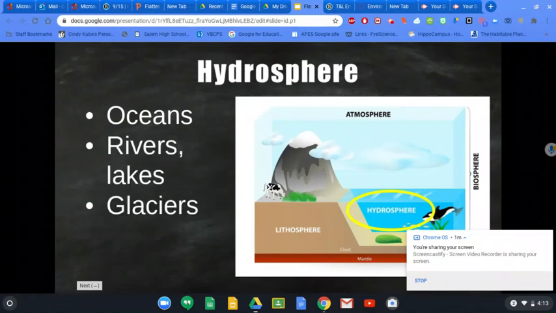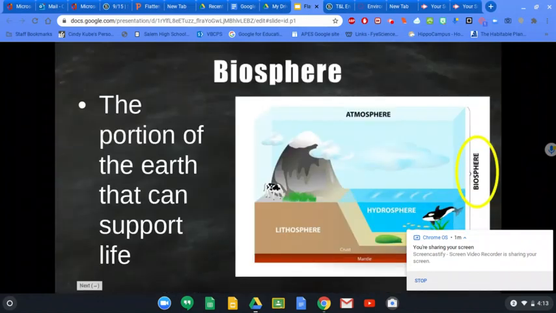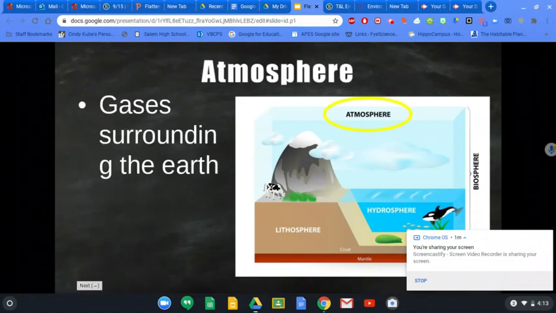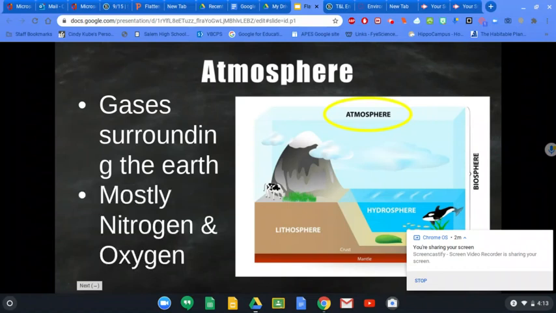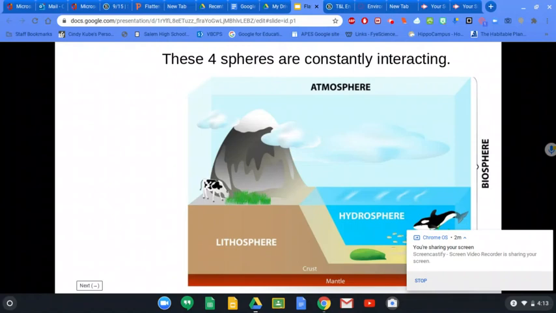Hydrosphere, of course, refers to all the water, H2O. And water is everywhere that you can see, but also stored under the ground. That biosphere, I like to think about that as the one special zone that supports life. Atmosphere, of course, being the gases, that thin veil of air that surrounds planet Earth.